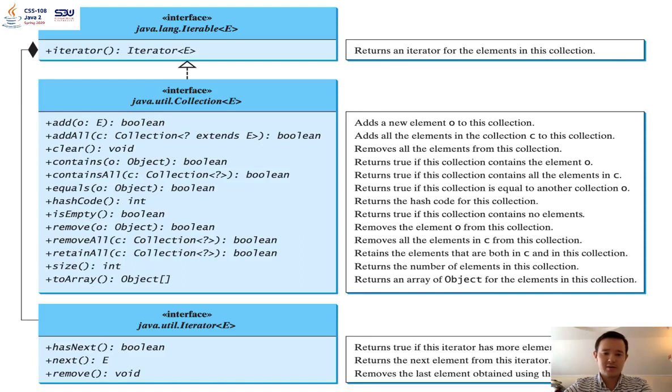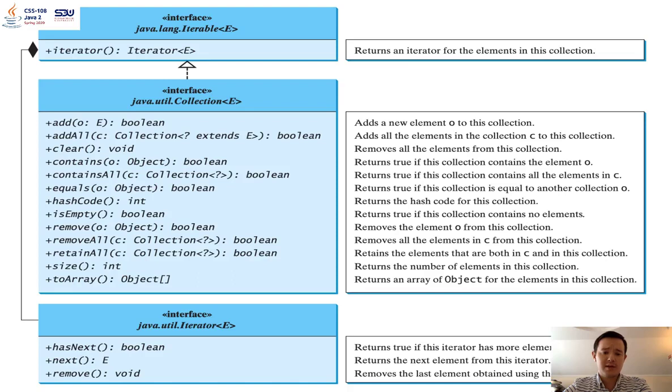First, addAll. These two methods add elements into the collection. In addAll, we can see Collection<? extends E>. This question mark extends E means that into some collection that contains elements of type E, you can add any collection that contains elements of type E or subclasses of E. Okay, question mark means any class.